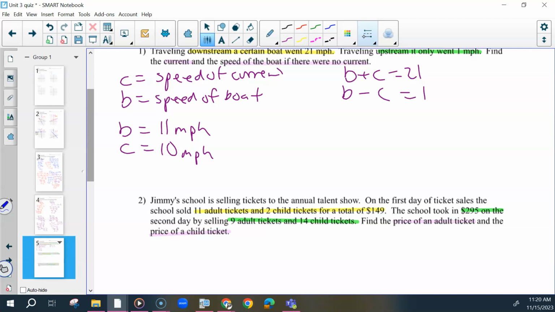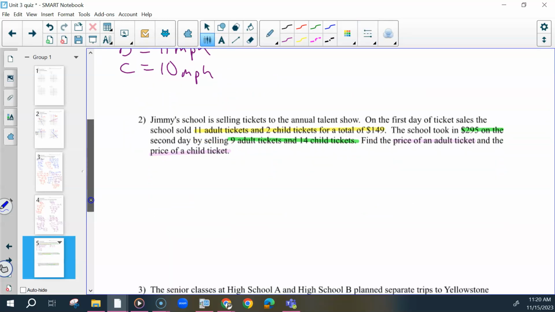Do I got 5 minutes to look at these? I'm done. I have a sharpener. Oh, I thought you were just going to do that.